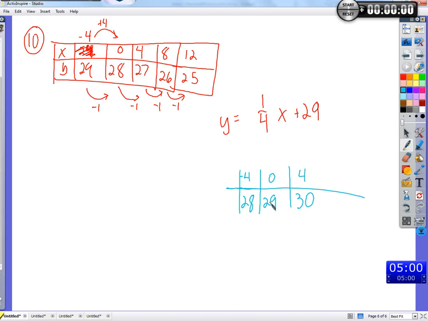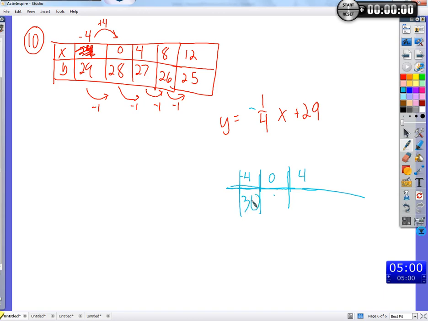Emily, did you have a suggestion? No. Okay. So instead of the y numbers going down, they're going up. Any ideas for that problem? Negative 1 over 4, instead of positive 1 over 4? Yeah. Okay, now let's see what this is doing. So negative 4 goes in here. Negative 1 fourth times negative 4 is positive 1. Positive 1 plus 29 is 30.